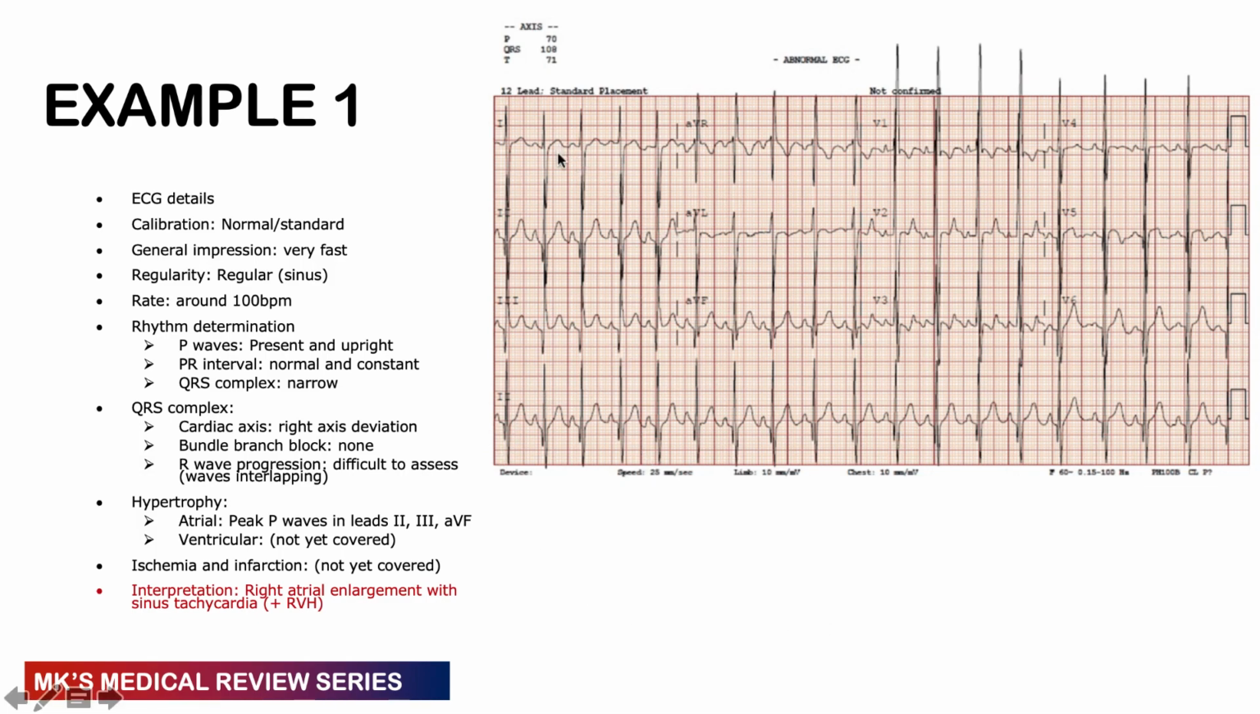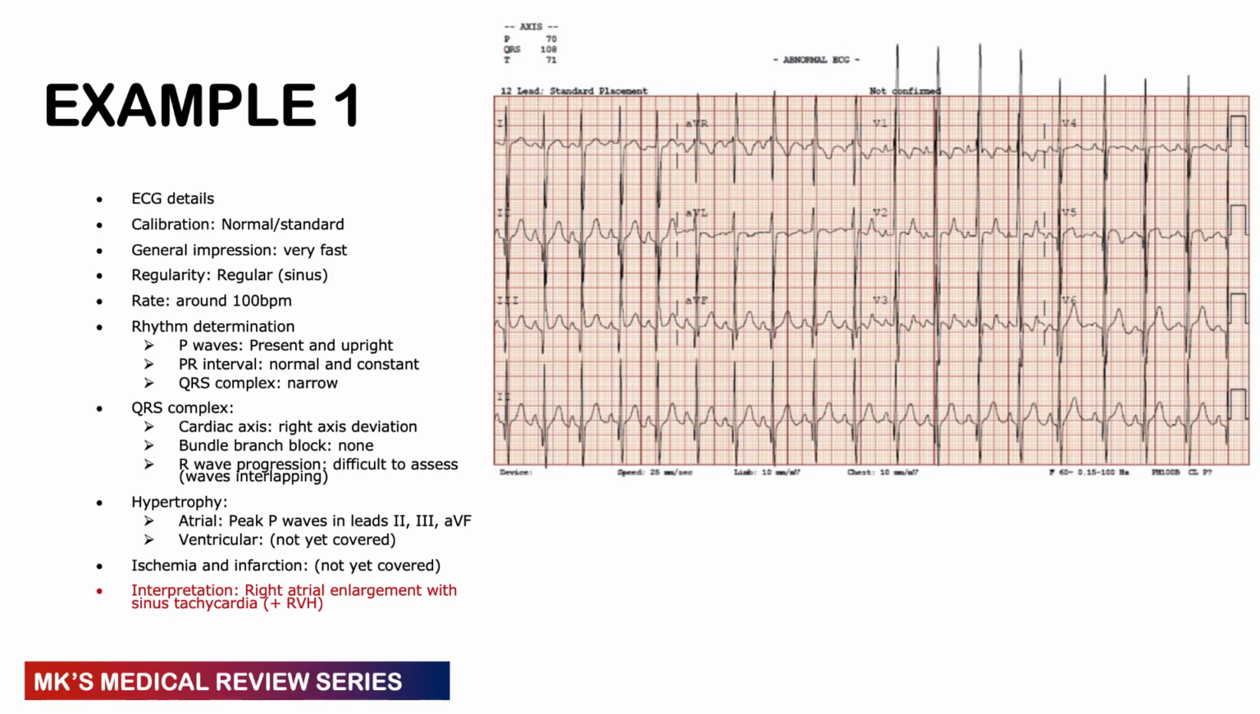As we can see, they are upright here in lead 1, they are upright in lead 2, they are upright in lead 3. In AVF, they are inverted, which is normal. We now look at the PR interval. If you count the small squares here, it's going to be normal. We look at our QRS complex. Your QRS complex here is narrow, so you have a narrow QRS complex.